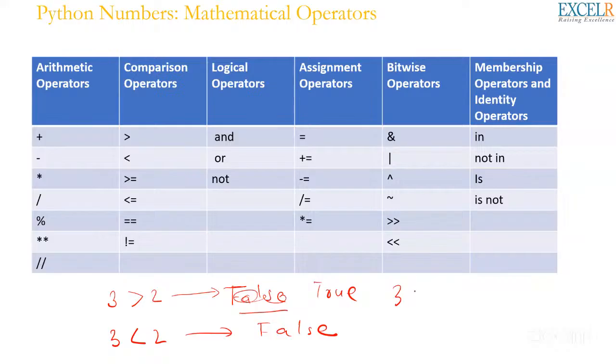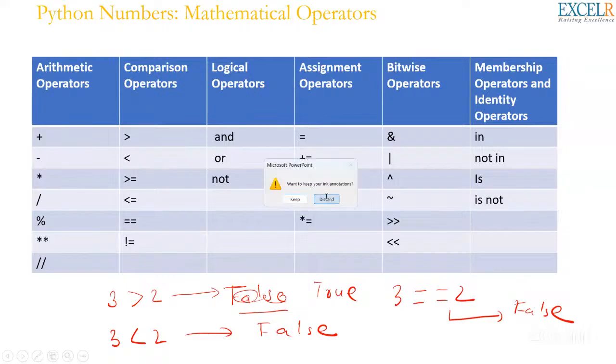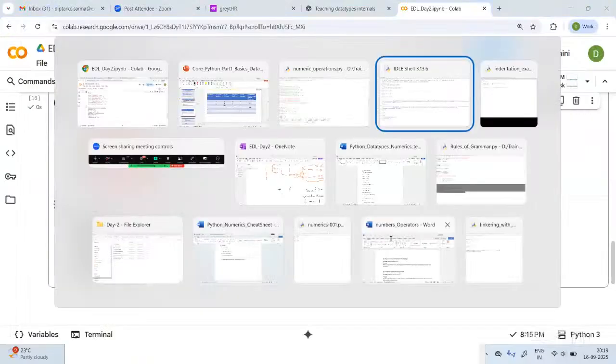Is 3 equal to 2? The answer will be false. Okay. And likewise, now there's a whole series here. Let me show that to you by coding it out.